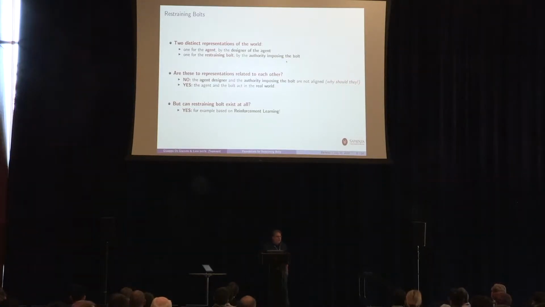The restraining bolt is actually built by a different authority, but it also has a view of the world, different from the one of the agent. It's a completely different representation. They didn't talk. The builder of the robot and the builder of the restraining bolt didn't talk on the phone to decide which representation to use. So it looks at different features, typically more high-level features, since they cannot talk about the system, but they need to talk about the world itself. So two different representations of the world.